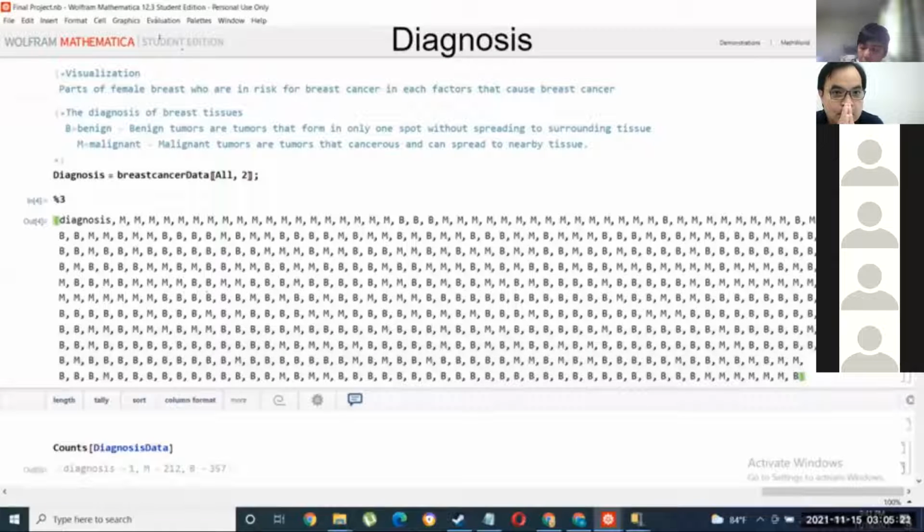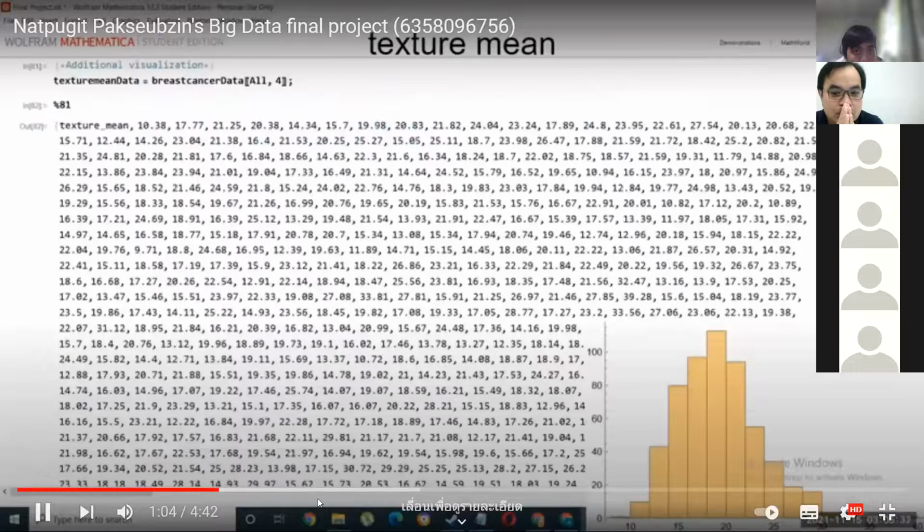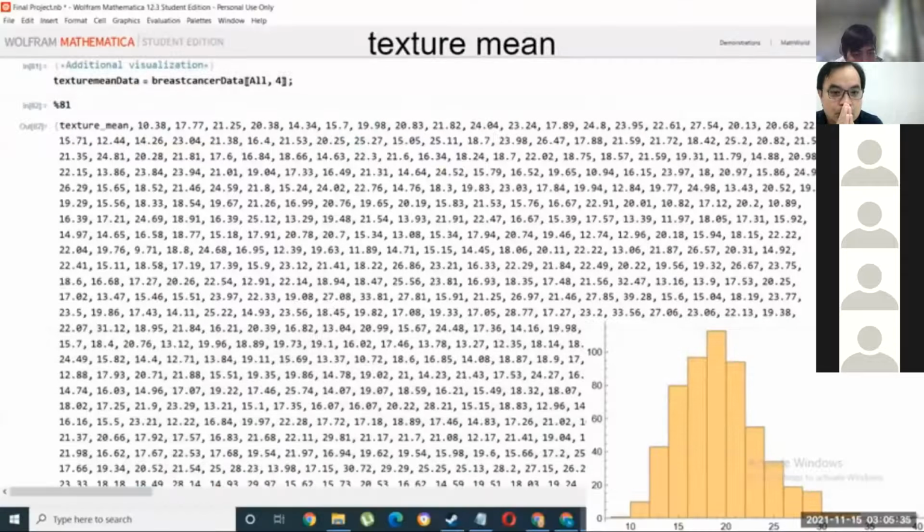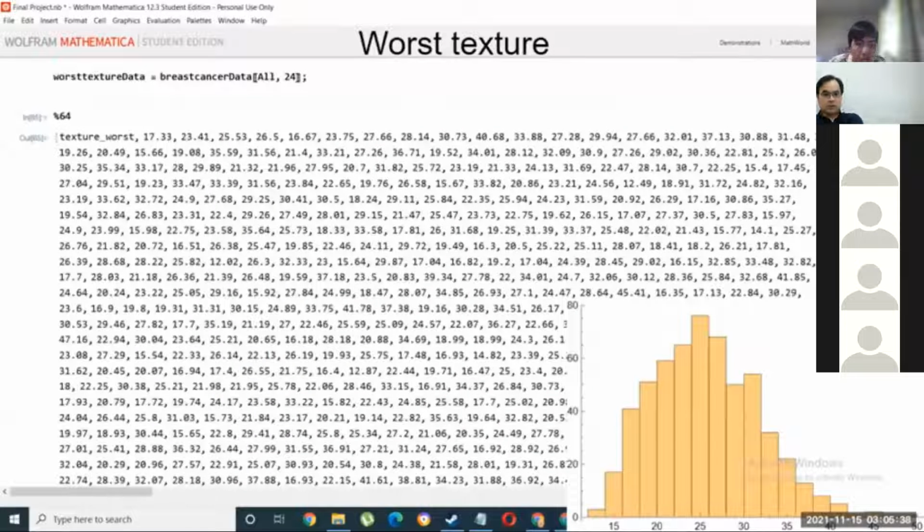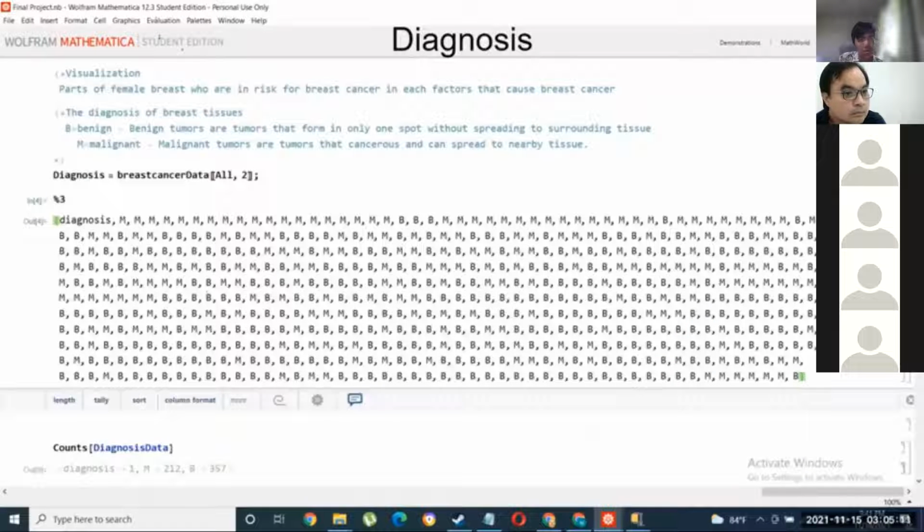First is diagnosis. If you have been diagnosed with breast cancer, you are 3 to 4 times more likely to develop breast cancer in another breast or the same breast in different parts. As you can see here, B is benign. Benign tumors are tumors that form in only one spot without spreading to surrounding tissue. There are 212 people in this data set, which is around 37.25%. M is malignant. Malignant tumors are cancerous and can spread to nearby tissue. There are 357 people, which is around 62.75%.